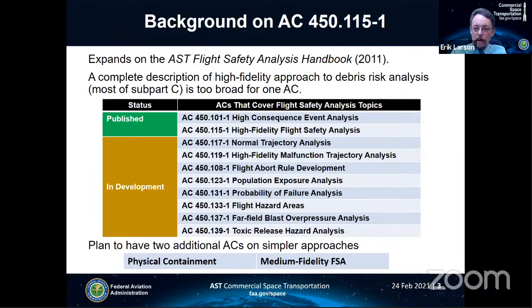covering section 108, one on population exposure, which is section 123, probability of failure for section 131, and one that covers how you take the outputs of a flight safety analysis and develop flight hazard areas. So that covers 133. And then 2 more on other non-debris hazards, one on far field blast overpressure, sometimes called distant focusing overpressure, for 137, and then one on toxic release hazards, that's section 139.